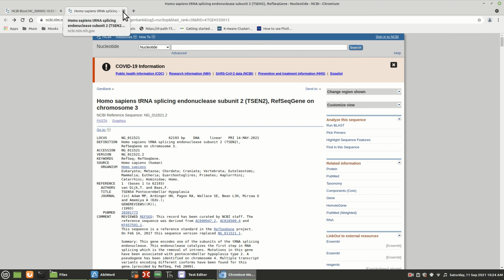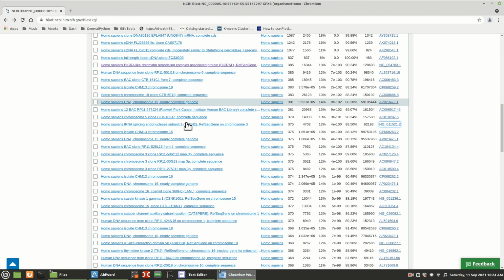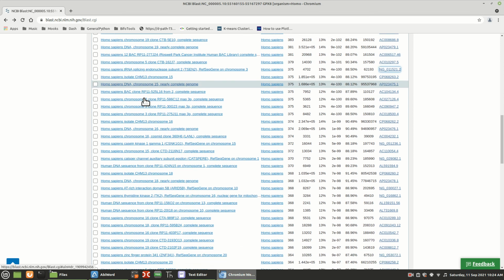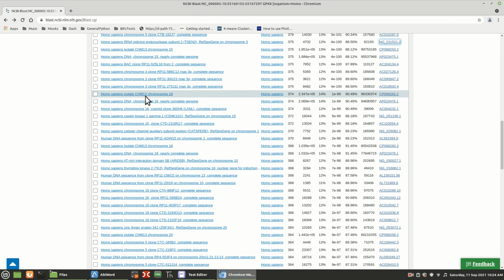But it's still a bit of a long sequence to be messing with. I don't want to slow your computers down. These long sequences can be difficult on a laptop. Here's one from chromosome 16.